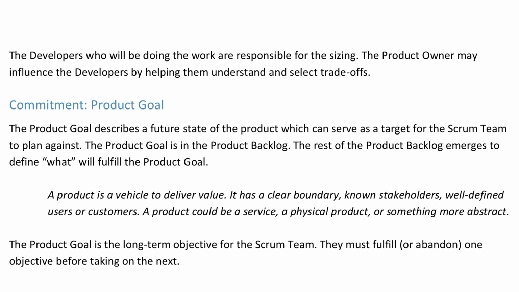A product is a vehicle to deliver value. It has a clear boundary, known stakeholders, well-defined users, or customers. A product could be a service, a physical product, or something more abstract. The product goal is the long-term objective for the Scrum team. They must fulfill or abandon one objective before taking on the next.